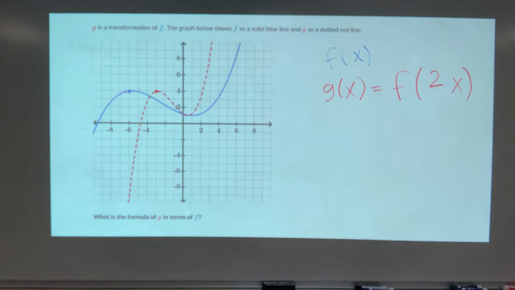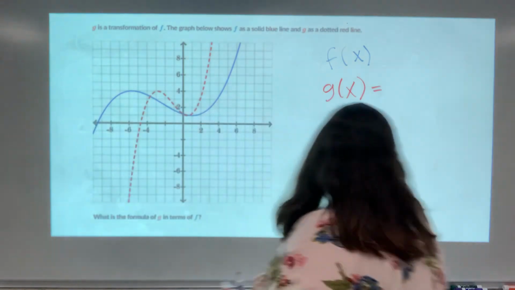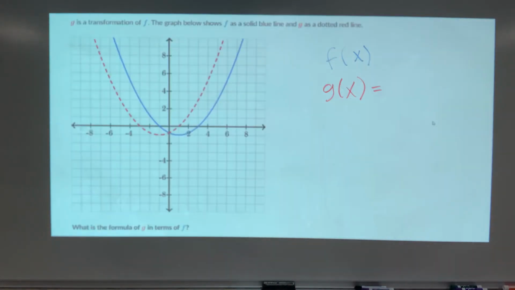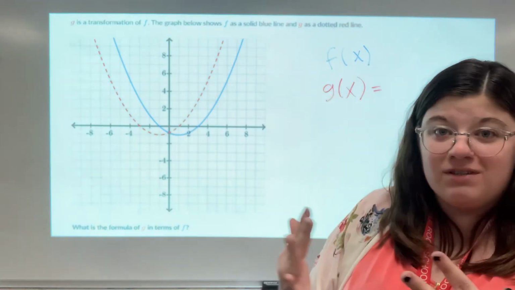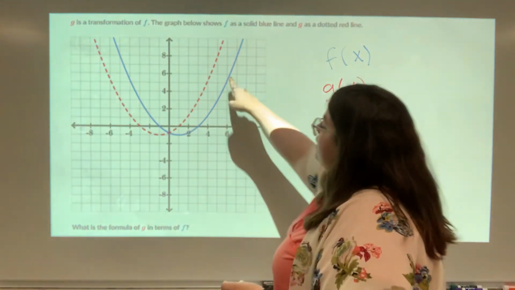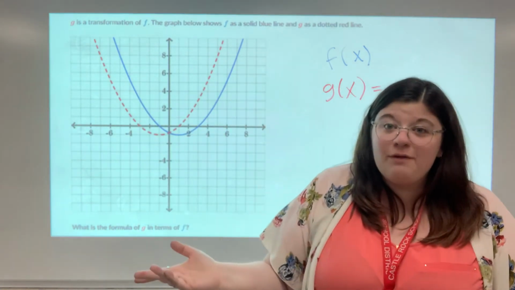I think I got maybe two more. Okay, looking at this one, the thing I noticed right off the bat is the shape hasn't changed, all right? It looks the same, doesn't look like any stretches or compressions vertically or horizontally. Maybe it's just a shift. So again, here's my blue function. I don't know what the exact equation of it is, but we're just going to call it f of x.